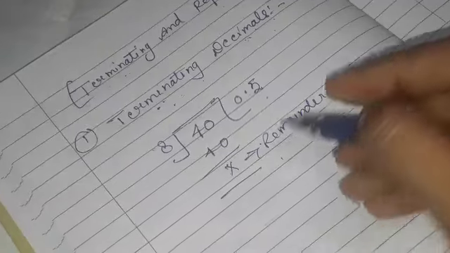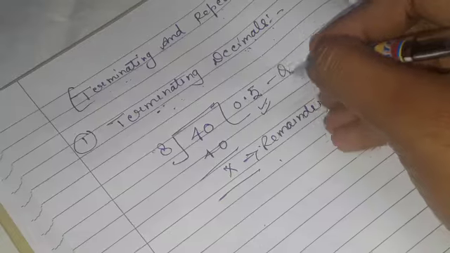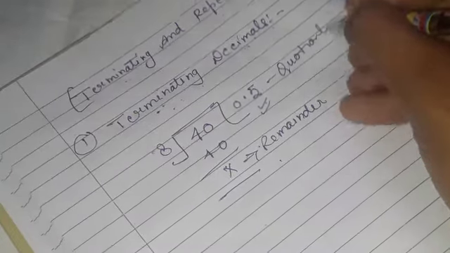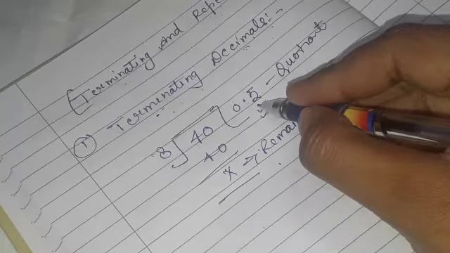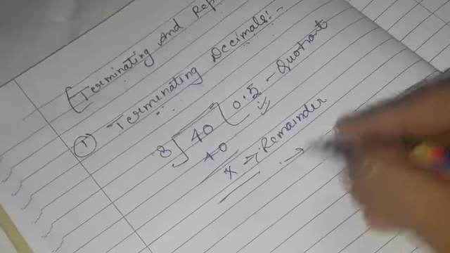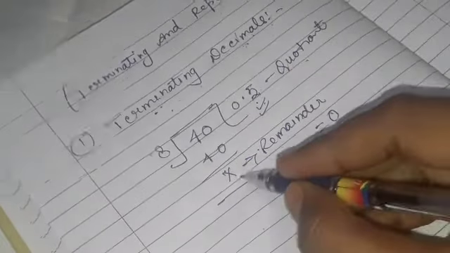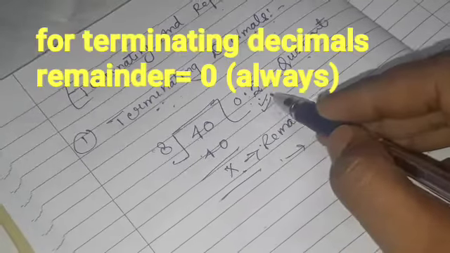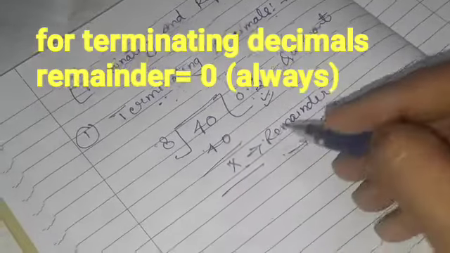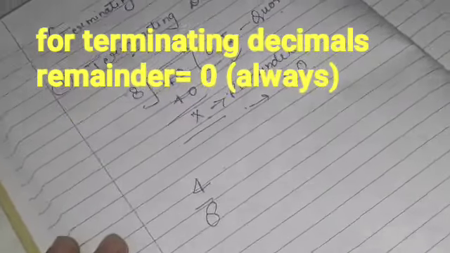So class, this is your quotient, you all know. When your quotient is in decimal form and your remainder is 0, then we can call this a terminating decimal. It means this fraction, what is the meaning of that?